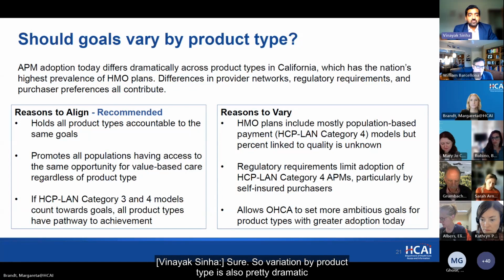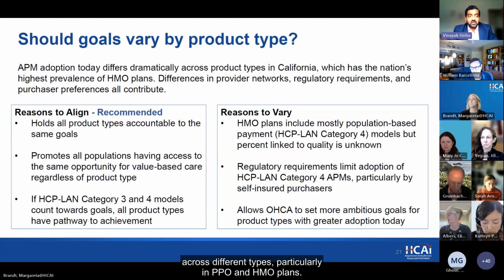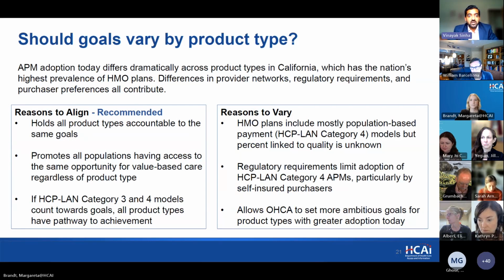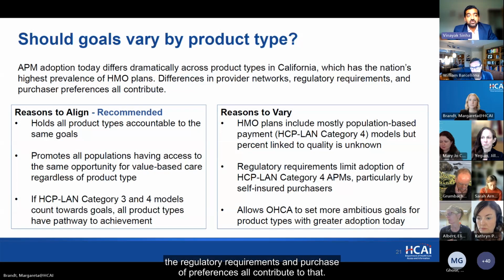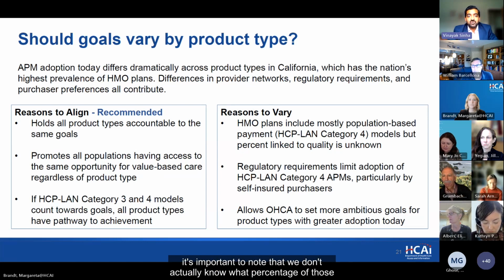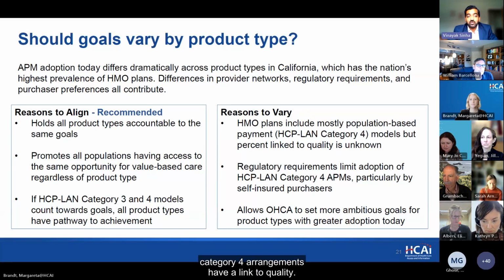Sure. So variation by product type is also pretty dramatic across different types, particularly in PPO and HMO plans. HMO plans are largely already within Category 4 capitation. Some of the differences in provider networks, as we've discussed quite a lot today, the regulatory requirements and purchaser preferences all contribute to that. The reasons to vary the goals include the high percentage of HMO lives and dollars in Category 4 currently. Though it's important to note that we don't actually know what percentage of those Category 4 arrangements have a link to quality.